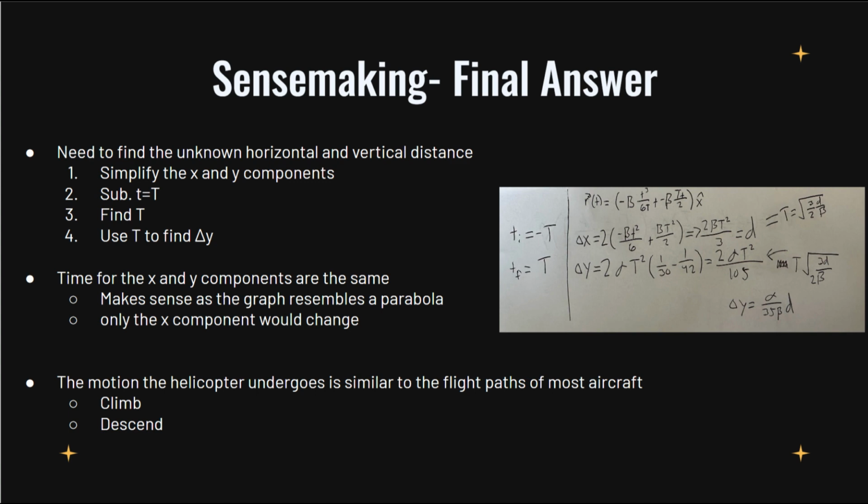And finally, the motion the helicopter undergoes is very similar to the majority of the flight patterns that aircraft would take, as in they take off at one point, they climb until eventually they reach their cruising altitude, wherever they want their max height for that flight. And then they descend and land. That logically makes sense here with the pattern the helicopter takes, as it takes off at one spot, climbs, descends, and then lands again.